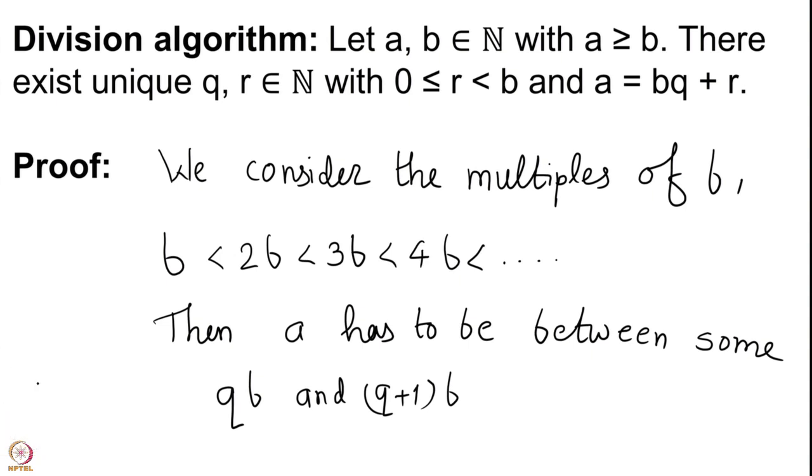with the property that QB is less than or equal to A, which is strictly less than Q plus 1 into B. It may happen that A itself is a multiple of B. If that happens, then we take Q to be that particular multiple. We do not take it to be Q plus 1. Okay. What did we do? We have now obtained a Q which has given us that A is bigger than or equal to QB and strictly less than Q plus 1 into B. Let us continue our proof.